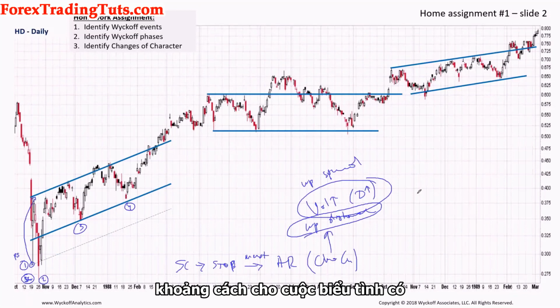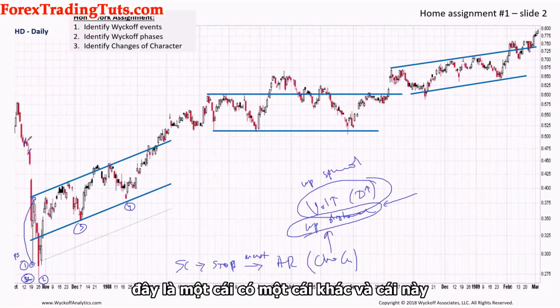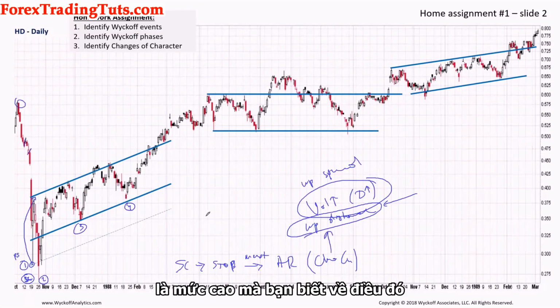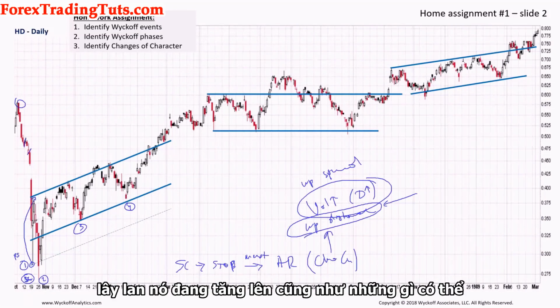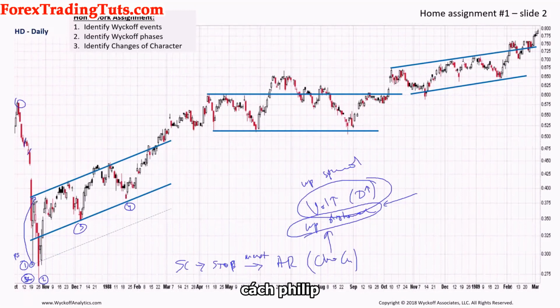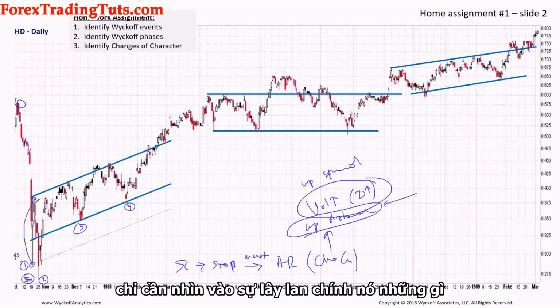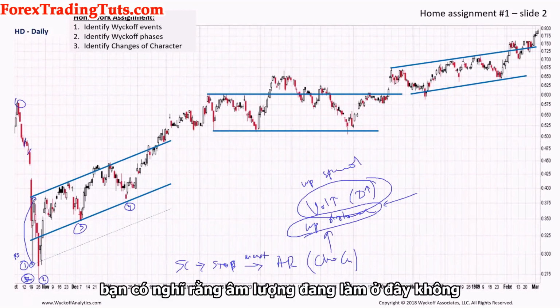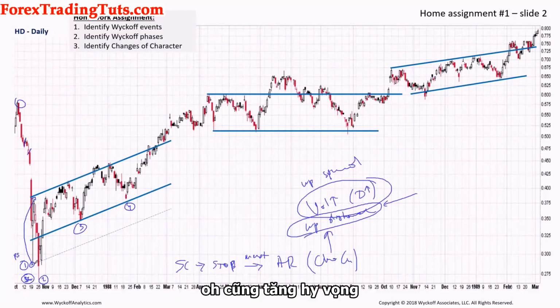Why is that? Well, the distance for the rally has increased, right? Looking at the previous attempts to rally, where is it? Well, here's one, here's another one, and this is the high of that downswing. So this is the largest reaction to the upside. Look at the spread; it's increasing as well. What can we say about the volume signature, by the way, Philip? Just looking at the spread itself, what do you think the volume is doing here? Oh, well, increasing, hopefully. Okay, and why do you think it's increasing?